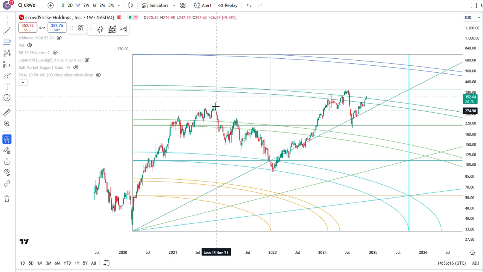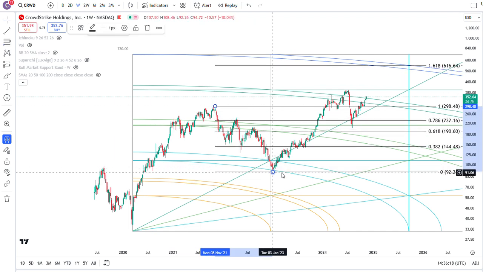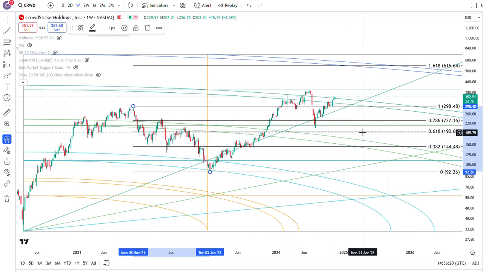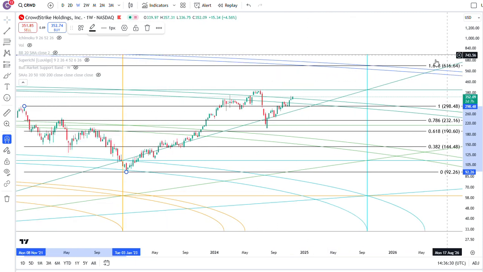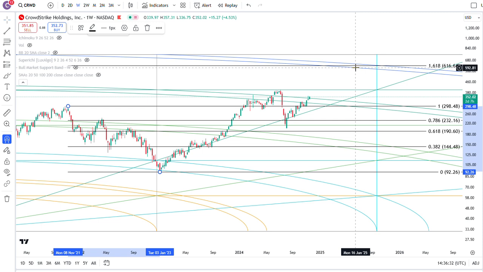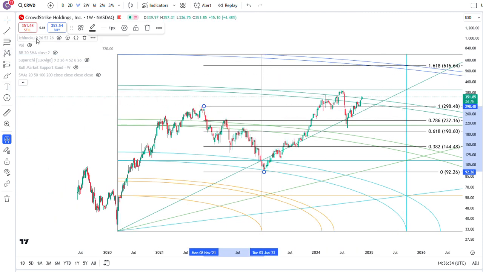And if you use this high over here to do a Fibonacci level for CrowdStrike, you can also see that it found support here at 0.786, where it really pushed through and just did a back test. This is extremely bullish. I think it's probably going to end up hitting the 1.618 here around $616 sometime around 2025. I think that's going to be a pretty decent target for it to hit.